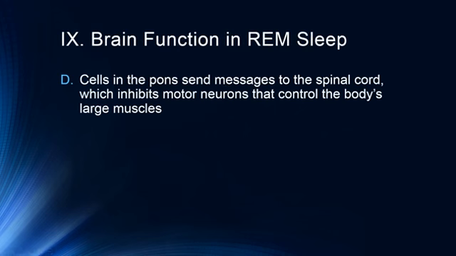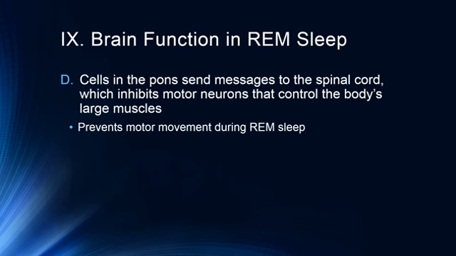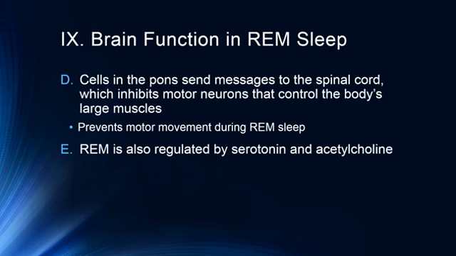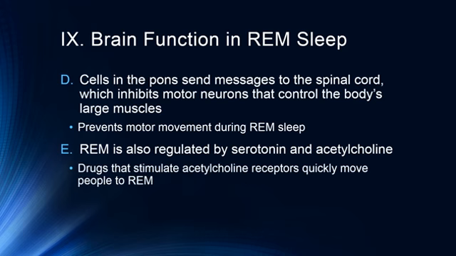Cells in the pons send messages to the spinal cord, which inhibits our motor neurons that control the body's large muscles. This is why people with sleep paralysis, if they wake up, the pons hasn't woken up and hasn't released that control over the body's large muscles. So this prevents motor movements during REM sleep. REM is also regulated by serotonin and acetylcholine. Drugs that stimulate acetylcholine receptors quickly move people to REM, whereas serotonin interrupts REM sleep. And so people who have taken serotonergic drugs like methylenedioxymethamphetamine or ecstasy oftentimes have disrupted REM sleep and will go through REM rebound.